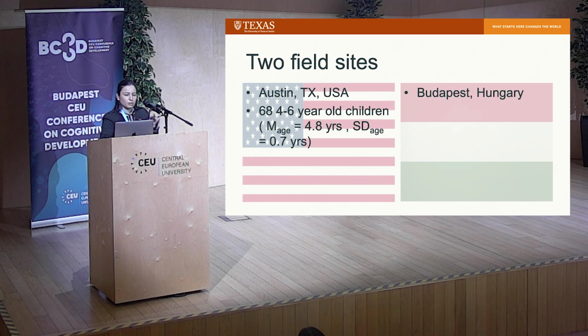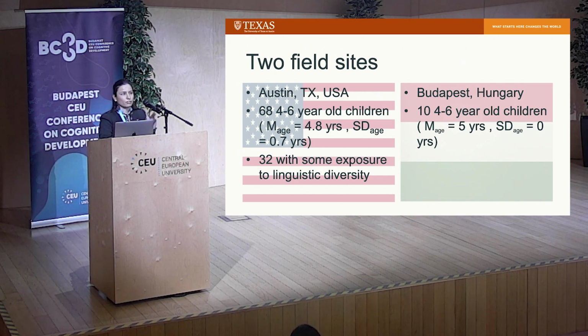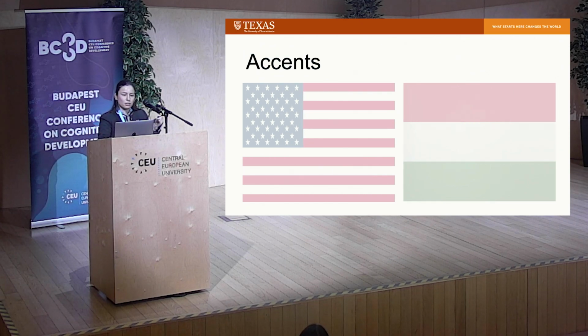And so in the US, we have finished data collection. We ended up with 68 4- to 6-year-old children. And in Hungary, we just started data collection right before the holidays, so we really only have 10 kids to show you, but more to come. And in the US, almost half of our kids had some exposure to linguistic diversity, which we defined by having at least 20% exposure to a foreign language or foreign-accented English speech. In Hungary, so far, it's been one child. We also don't expect it to be major, but we'll see what happens.